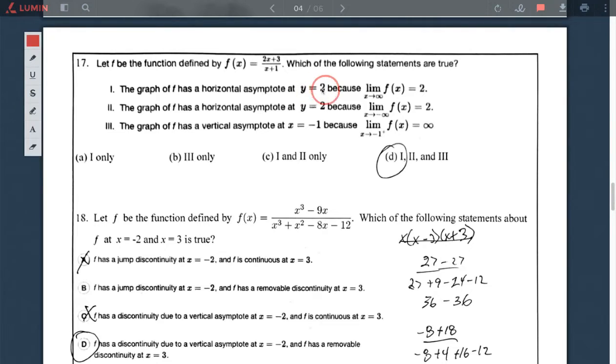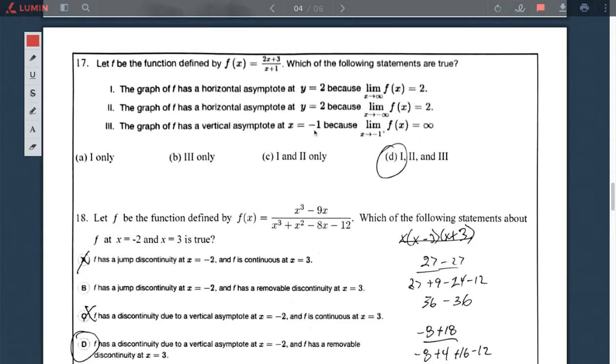So my horizontal asymptote is 2, and we talked about today that if you're wanting a horizontal asymptote, that means you're approaching infinity or negative infinity. So I like number 1. Number 2, same thing. The only difference between 1 and 2 is we're going to infinity or negative infinity. Again, it's not going to make a difference if the exponents of the top and bottom are the same. So I like 1 and 2.